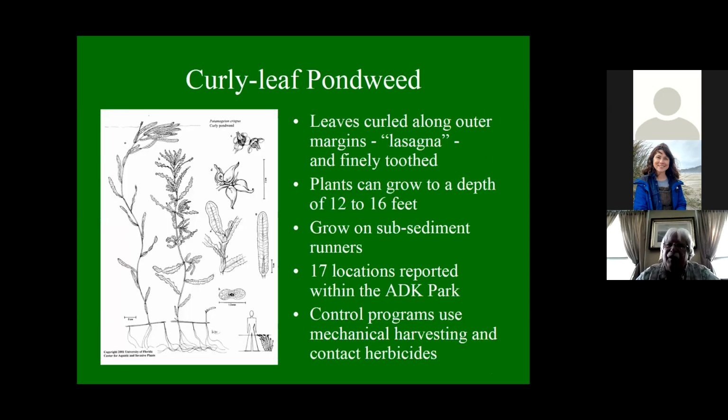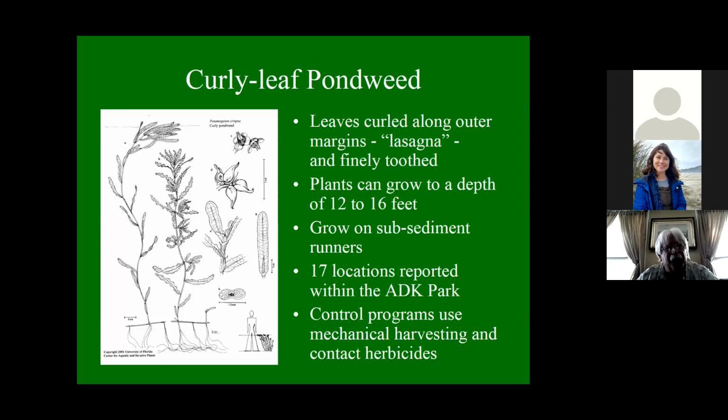The way you can tell this plant from most others is what I call the lasagna effect. If you look, the edges of the leaves are actually very deeply curled, much like the edge of a lasagna noodle. And there really are no other plants that have this deeply curved edge. It often has small teeth along the edge, but they're fairly difficult to see without magnification.